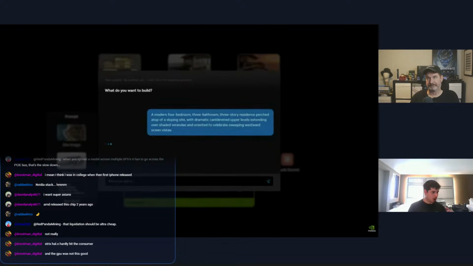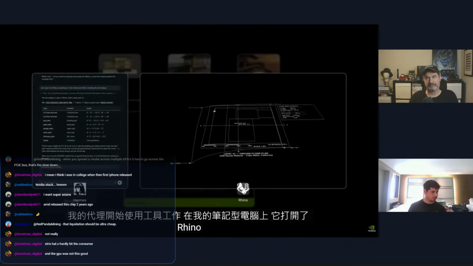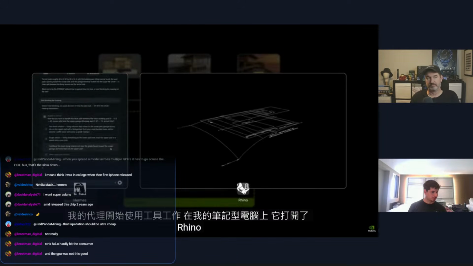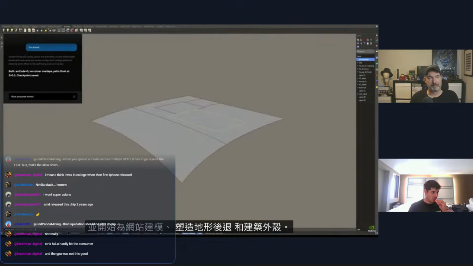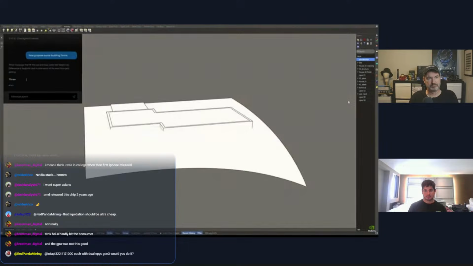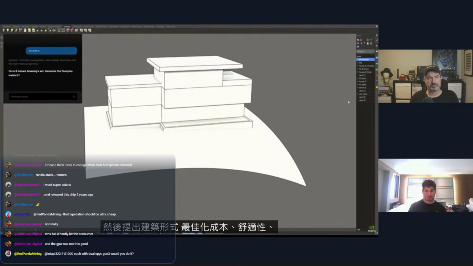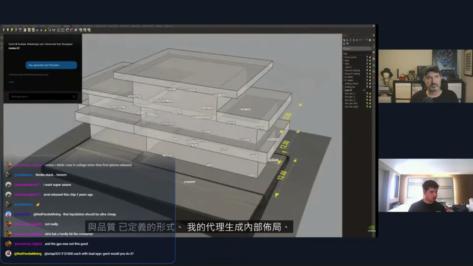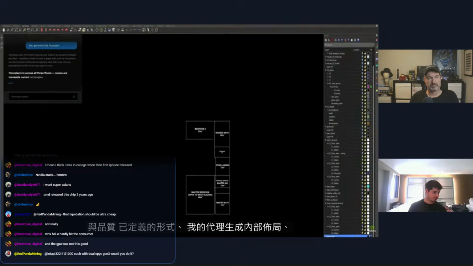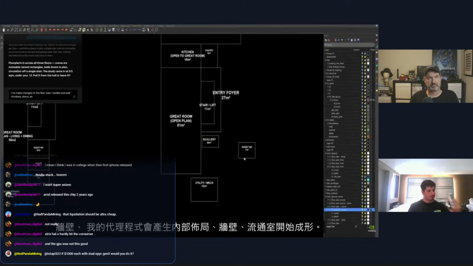My agent goes to work. Using the tools on my laptop, it opens Rhino and starts modeling the site, shaping terrain, setbacks, and the building envelope. Then it proposes building forms, optimized for cost, comfort, and quality. With the form defined, my agent generates the interior layout. Walls, circulation, rooms begin to take shape. I jump in whenever I want, to adjust, to change.